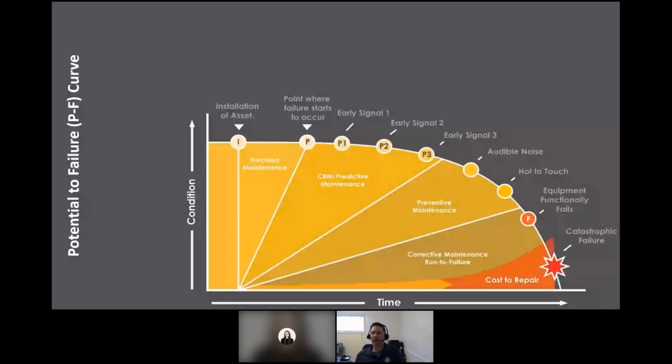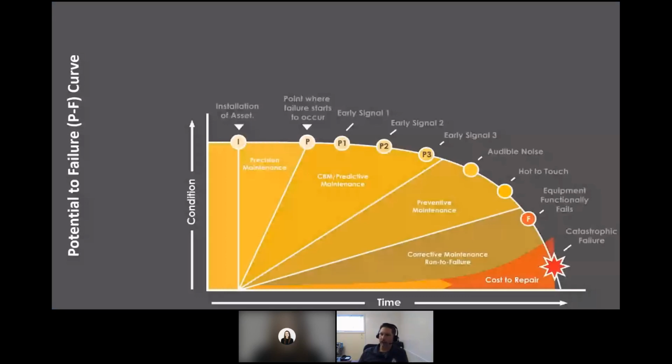So let's take a look at the PF curve here. All right, so I'm sure many of you have seen this. This one's a little extended. We got the I there for installation. If we do precision maintenance, we can extend that I to P interval. But the P point here is the point at which the failure starts to occur. It's the potential failure point. Now, depending on what technology we're using to detect that potential failure, we may get different lead times to failure, if you will, as we progress down the PF curve.